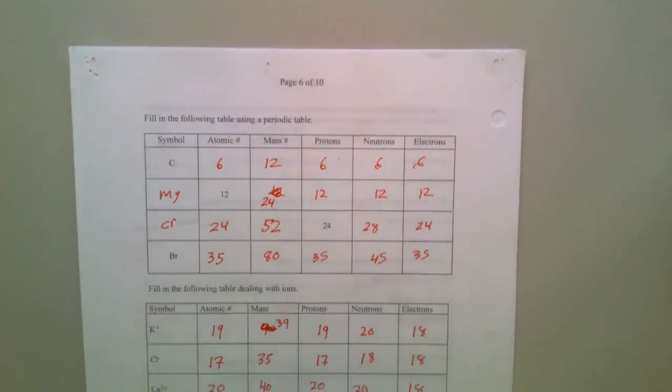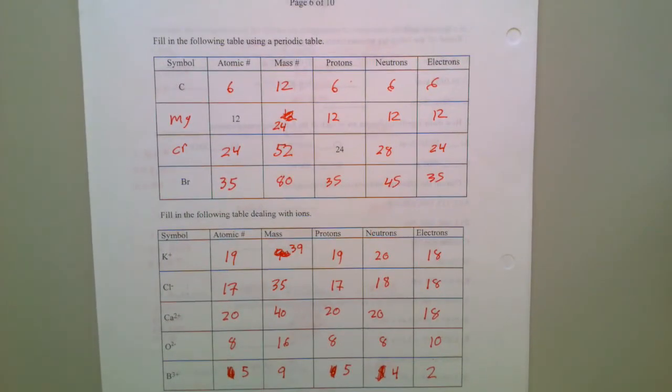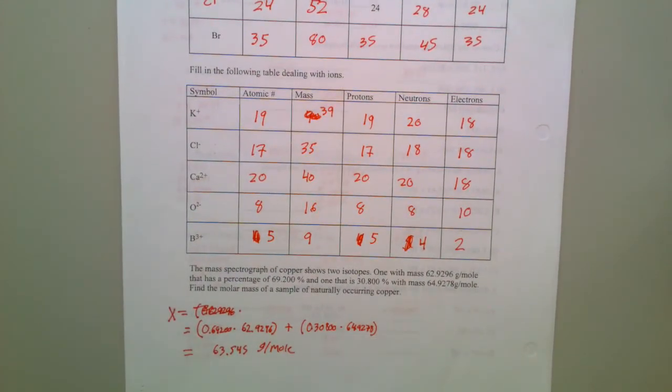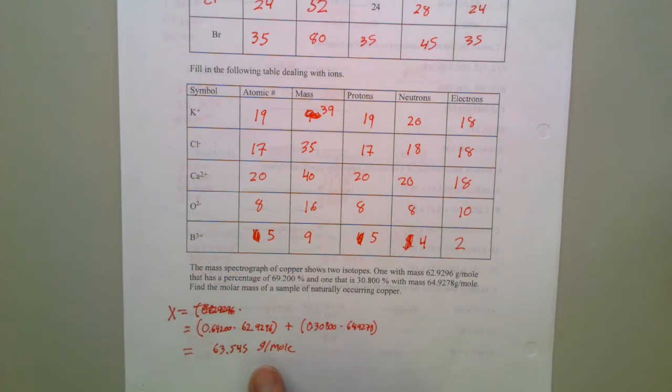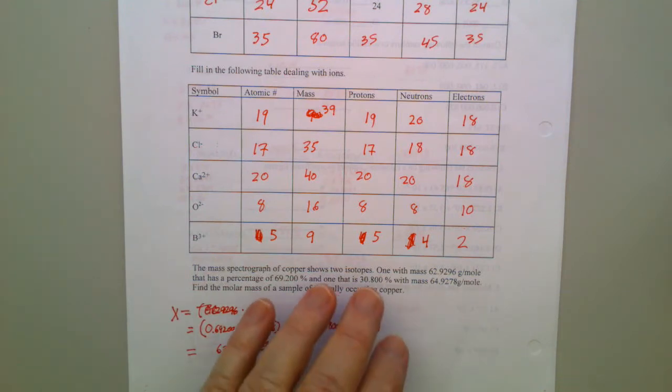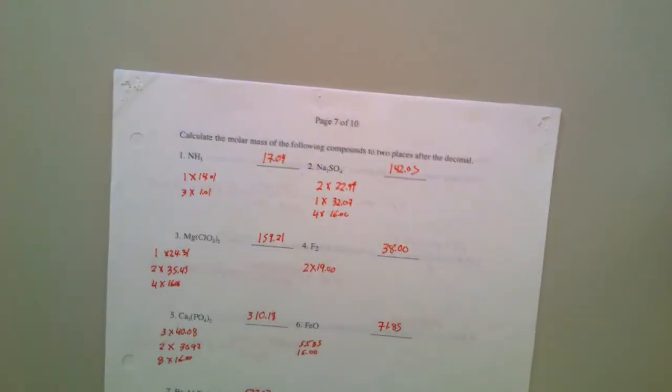These tables about protons, neutrons, and electrons, probably pretty straightforward for most of you. Down here. Good question down here about a weighted average. All right, now we can move on. Page 7 has some molar masses.